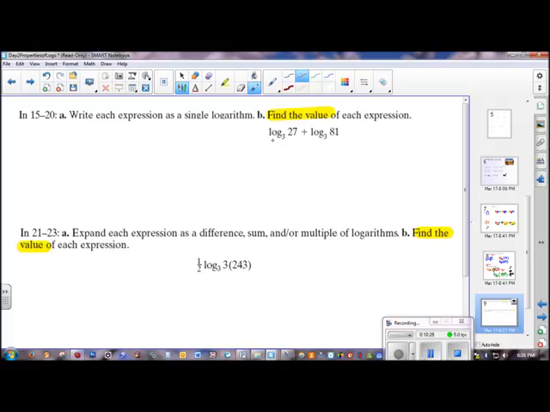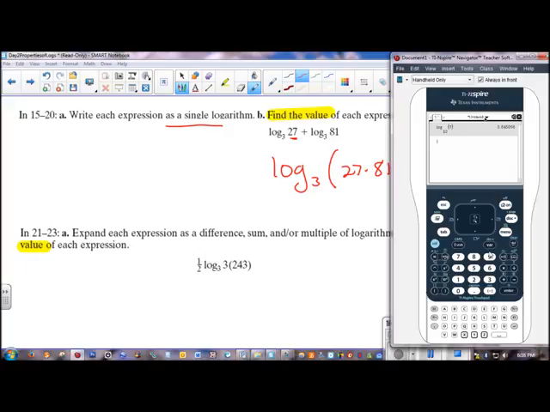Well, first of all, instructions are important. Write as a single log. That's part A. So let's write log base 3. We need one argument here. So we'll take our 27. That's a plus. We're going to turn that into a multiplier inside the single argument times 81. It's time to pick up our calculator. Do a 27 times 81, and that number becomes a 2187. So that turns into log base 3 of 2187.